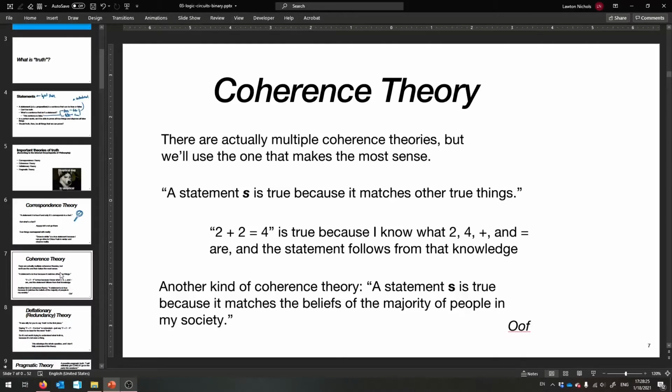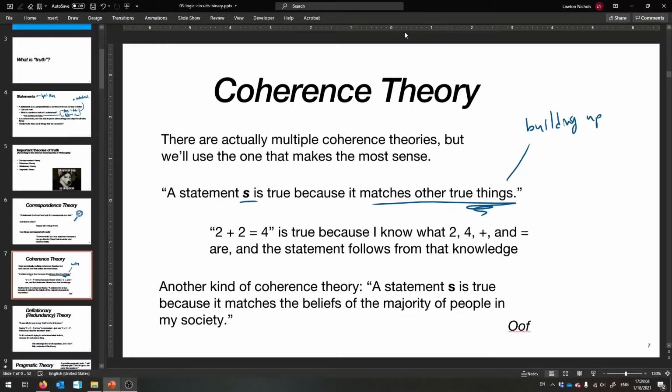Okay, so how do we get farther? How do we go deeper? Okay, so there's another theory of truth called coherence theory that you might want to use. And there's actually a few, which is weird to think about. There's a few coherence theories, but here's one of them. Okay, so the coherence theorists define truth as, okay, a statement S is true when it matches other true things. Okay, so I know some true things, I'm bringing together true things, and I'm building up my knowledge of what is true. Okay, so there's this concept of building things up.